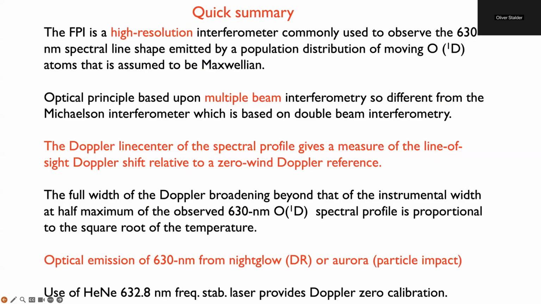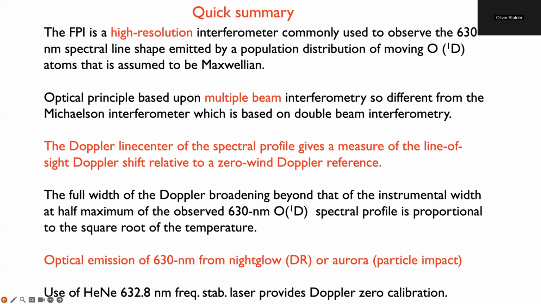So a quick summary of the Fabry-Pérot is a high-resolution interferometer that's used to observe the line shape of the 630 emission, which is very narrow. So that's why a high-resolution instrument is required to be able to observe the line shape and to measure the Doppler shift of the line shape.